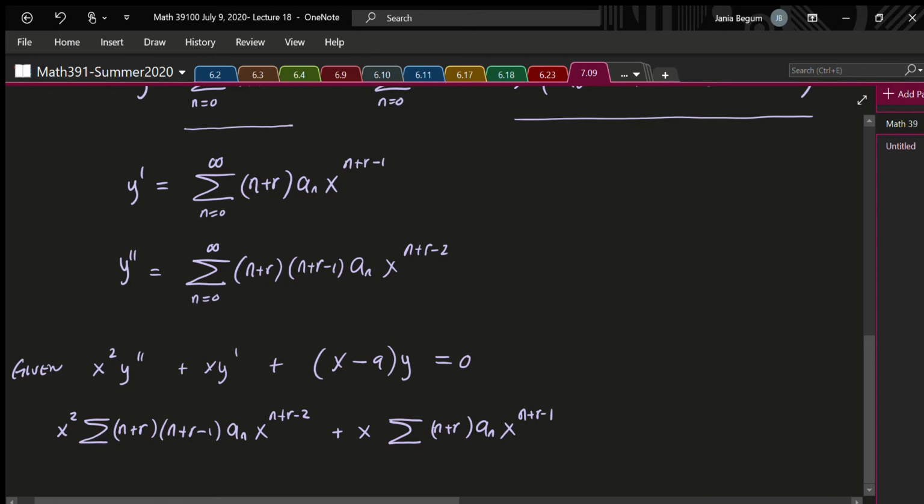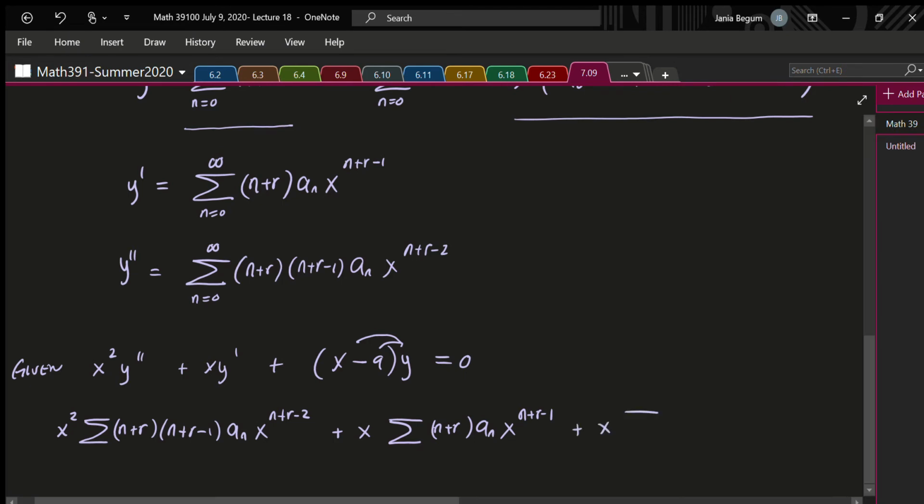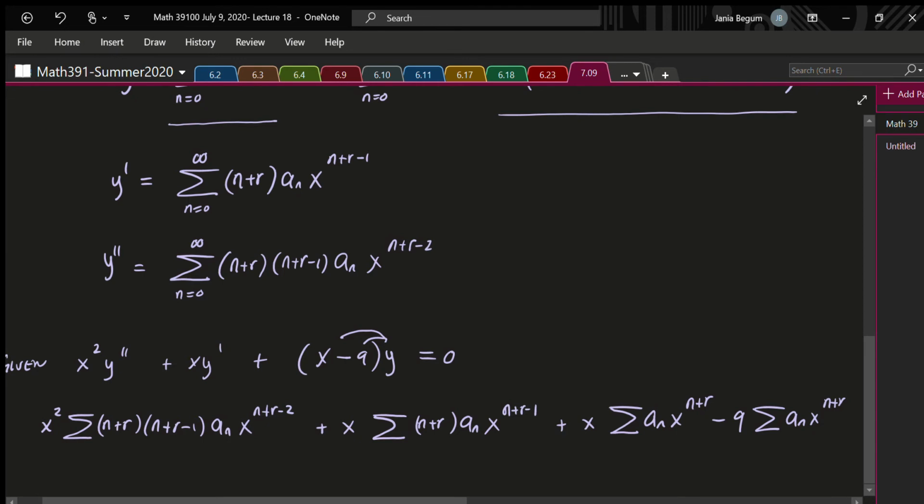And then for the third term, you have to distribute the y, so I forgot to do that, but I'm assuming you can follow me. If not, let me know if you have questions. Plus x times y. Well, y is the assumption we're making, so that's a_n x to the n plus r, minus 9 times the sum a_n x to the n plus r, everything equals 0.